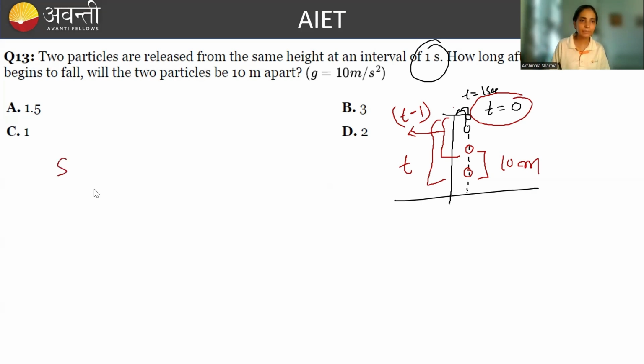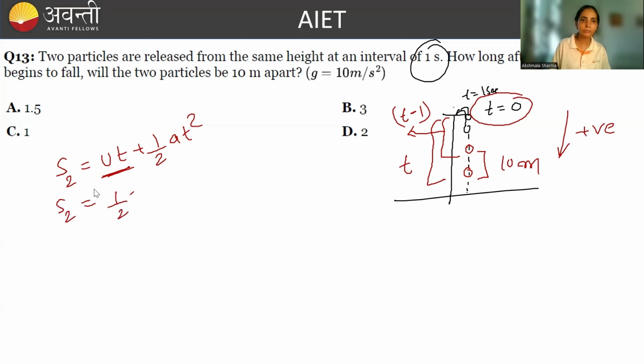So for the distance traveled, if I write the formula ut plus half at square, since the particles are getting dropped, the initial velocity for both particles is 0. So this term is going to be 0. And since the displacement is happening in the downward direction, and acceleration due to gravity is also downward, I am taking the downward direction as positive. So S2 is positive half g t square. Sorry, this is for the first particle I'm writing, because the first particle is traveling for time t.